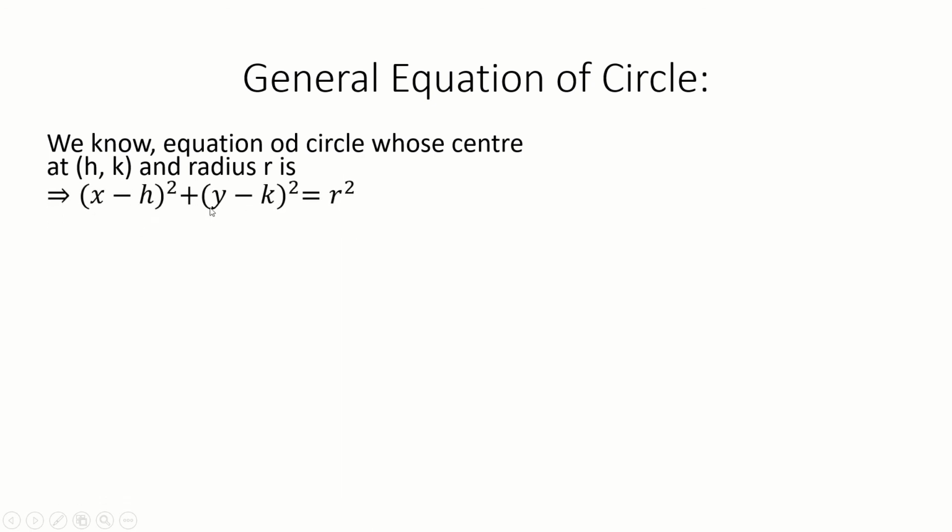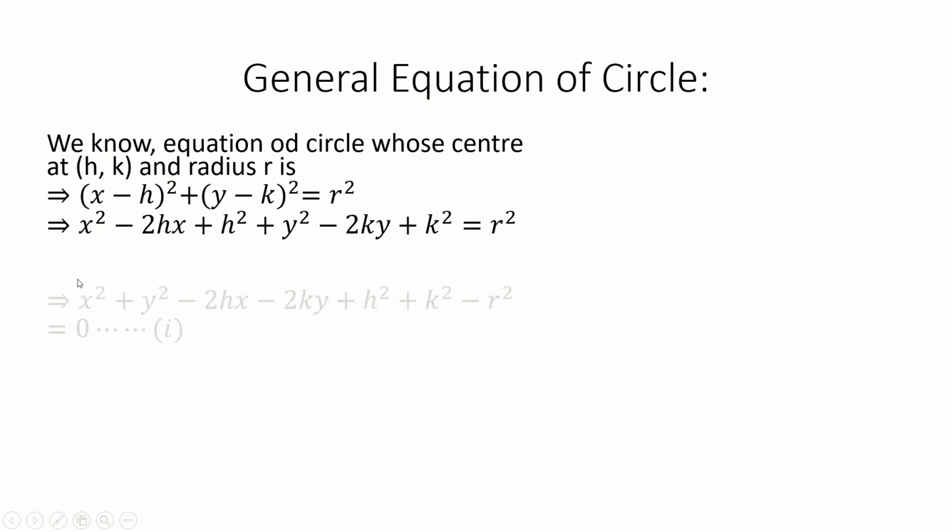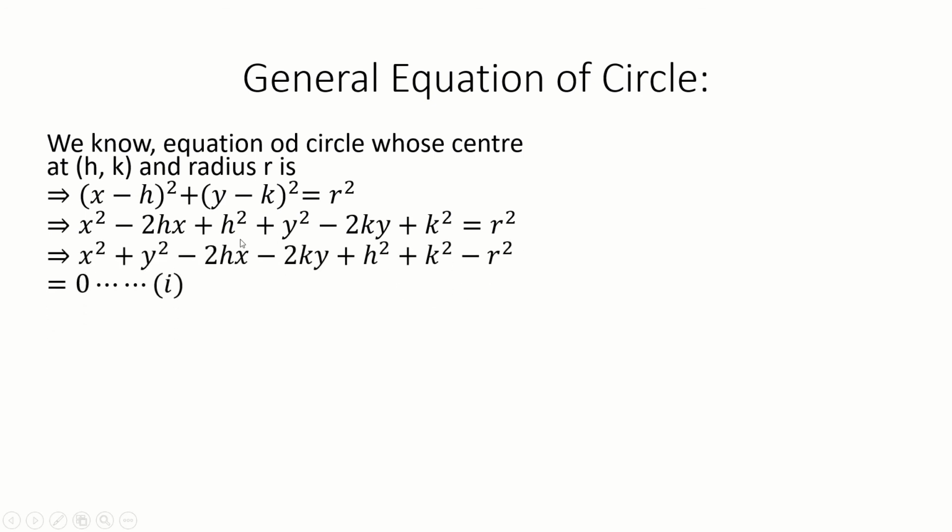(x − h)² + (y − k)² = r². Now calculate by using the (a − b)² formula. This will give x² + y² − 2hx − 2ky + h² + k² − r² = 0. This is equation number 1.